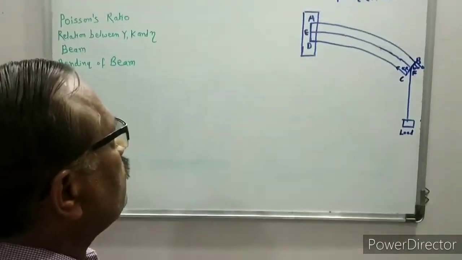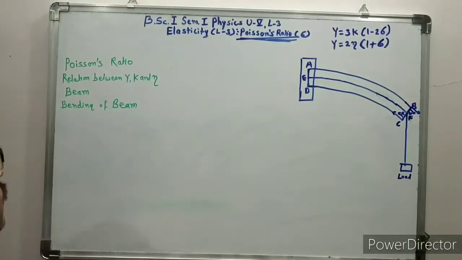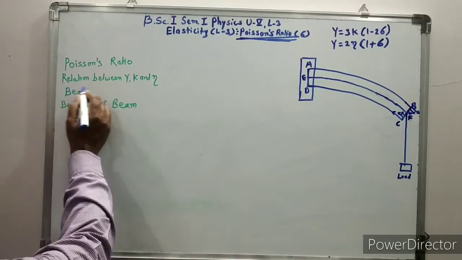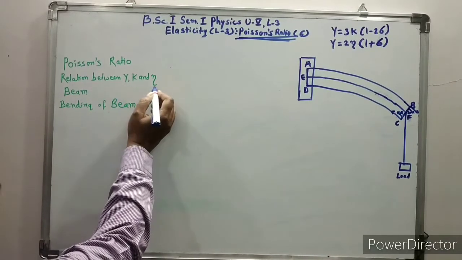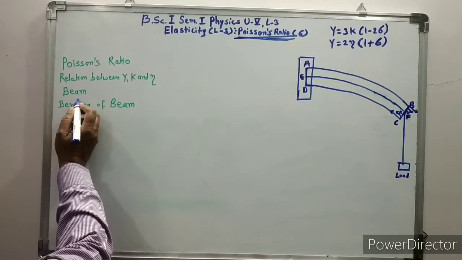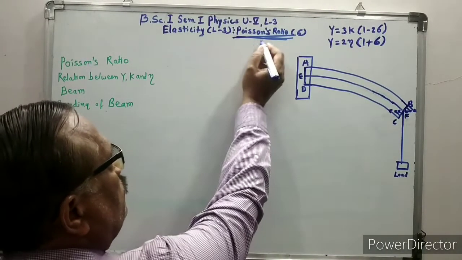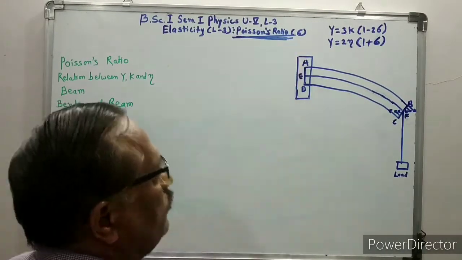on elasticity. In this lecture, we will discuss Poisson ratio, relation between Y, eta and K, then beam and bending of beam. First we discuss Poisson's ratio.